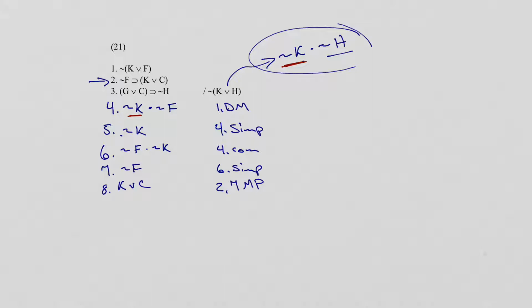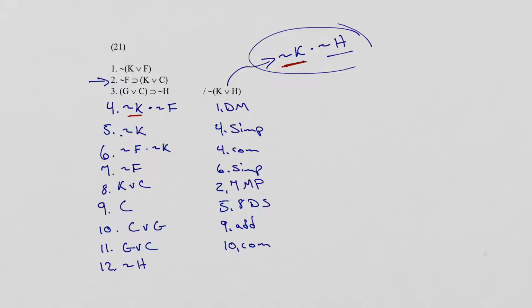And now that I have K or C, I'm just going to do DS since it's already in the right order. I'm going to use 5 and 8 DS. So I have C now by itself, which is exactly what I needed. So I'm going to have to add a G. So 9 add. 11, it's not in the right order. Take care of that. 10 comm. Now we'll just use 3 and 11. And we'll get our not H.